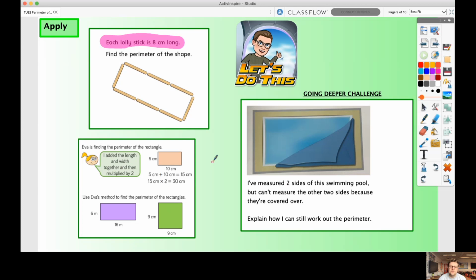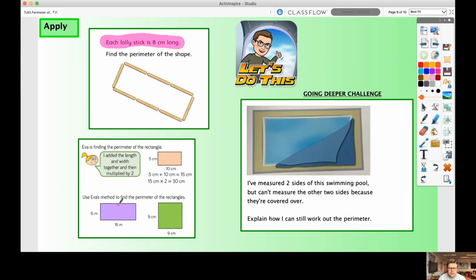Okay. Can you try using Eva's method to find the perimeter of these 2 rectangles? So for example, 6 add 16. I'm going to add my length and width. 6 add 16 is 22. 22 times by 2 is 44. So the perimeter of this one is 44. You can work it out in another way to double check your answer, but that would be correct, okay?